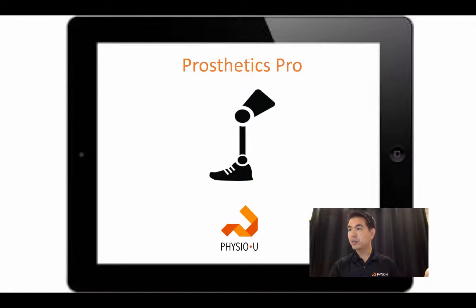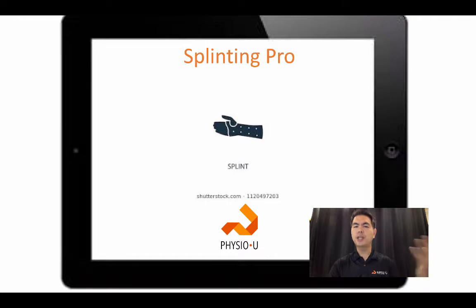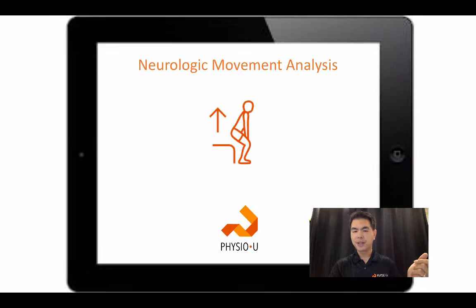In the last 2 weeks, we have wireframed Prosthetics Pro. Right? We've started to think about how could we do prosthetics class better. We did Splinting Pro. An occupational therapy professor and I are working on an amazing splinting app that we're beginning to work on. Neurologic movement analysis.